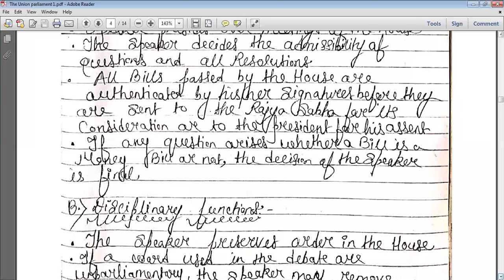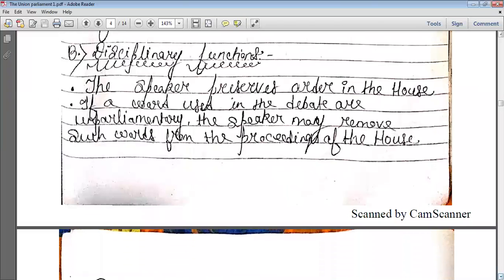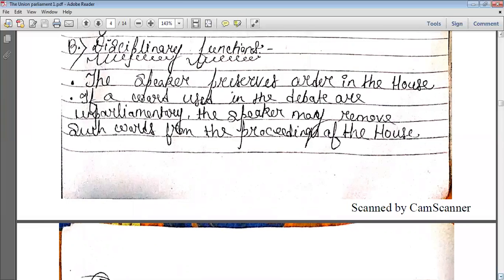Next, we would like to discuss the disciplinary function. The speaker preserves order in the house. That means maintaining the decorum and discipline in the house. If words used in the debate are unparliamentary, unparliamentary meaning unlawful, not related to the cases of the parliament, the speaker may remove such words from the proceedings of the house. So the speaker has the right to remove any kind of unparliamentary words from the house.